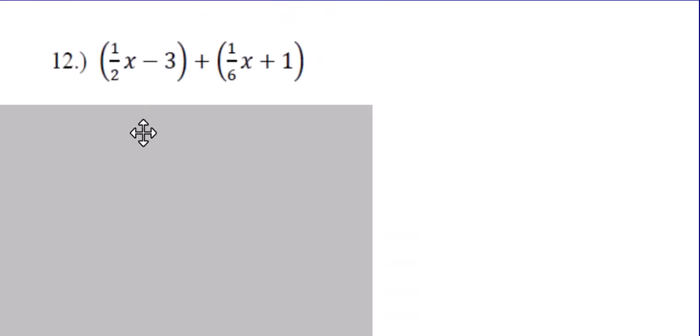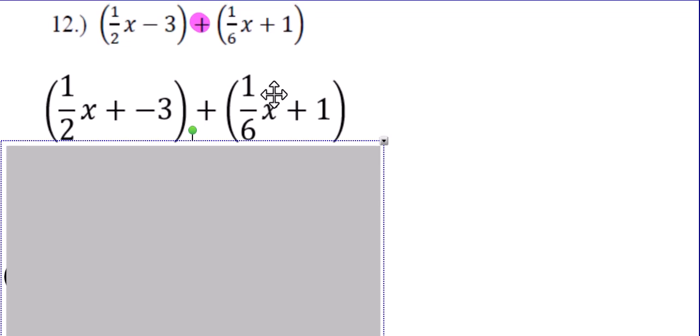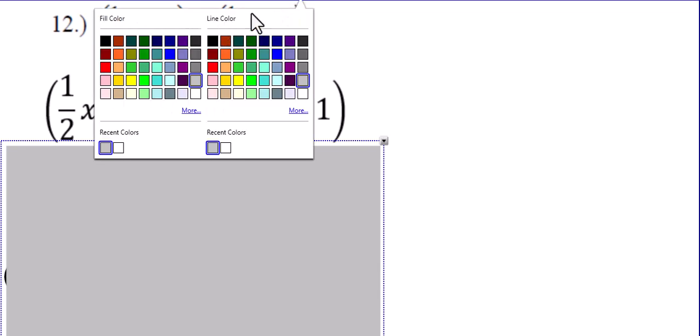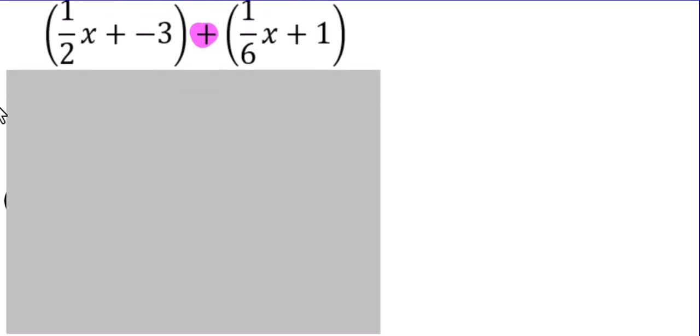All right, our next problem throws in some fractions, but what we notice right away is that this is already an addition problem. So I am going to start by rewriting the 1/2 x minus 3 as 1/2 x plus negative 3. Remember, I don't need to make 1/6 x plus 1 its additive inverse since it's already addition here. We'll highlight that again just to make sure we keep in mind this is already addition.